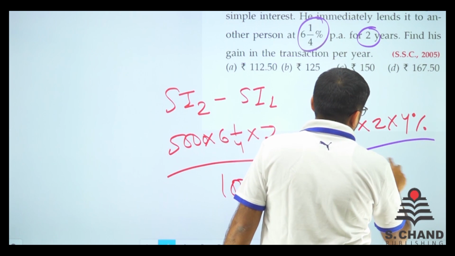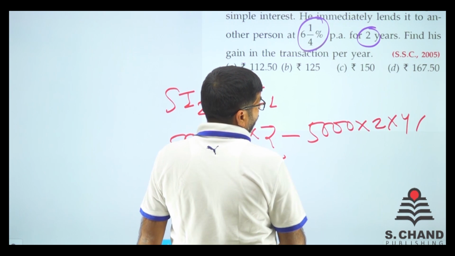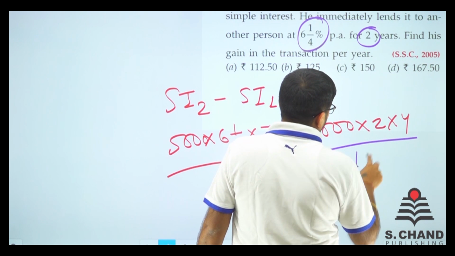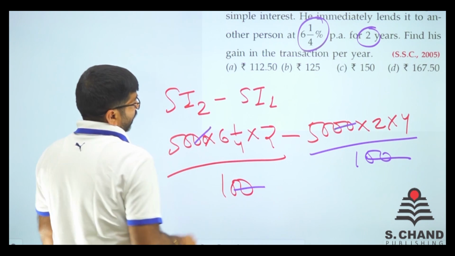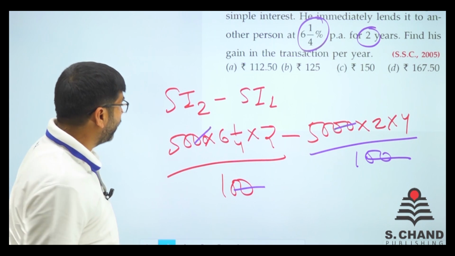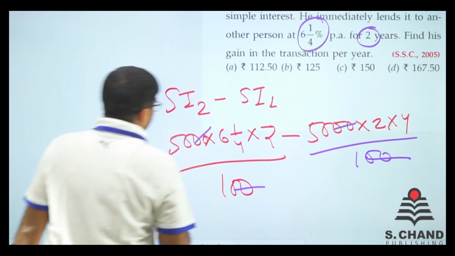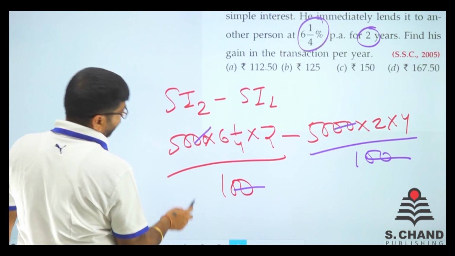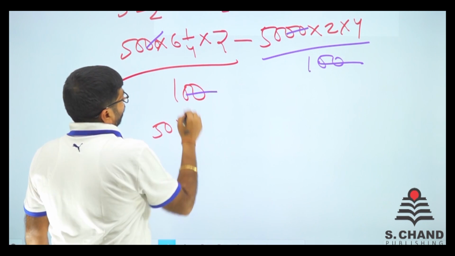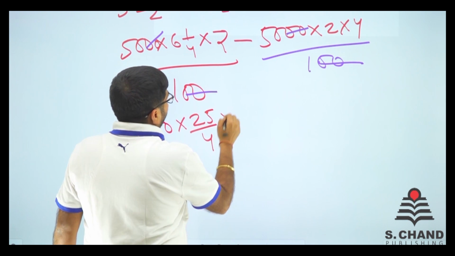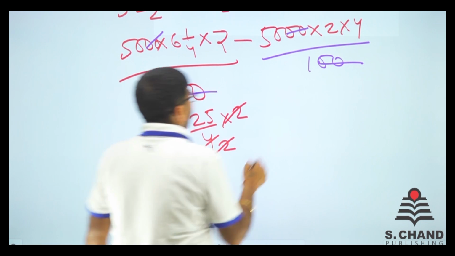Divided by 100. So we don't need to write a percent there. We put 100, so two zeros cancel with two zeros. 6 1/4 is 6.25, or do it like that: 4 into 6 is 24, plus 1 is 25, so 25 by 4. We further simplify this: 50 into 25 by 4 into 2. So 4 goes into 2 here, and we get 25 here.